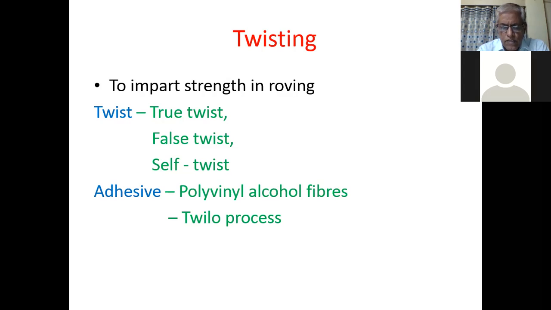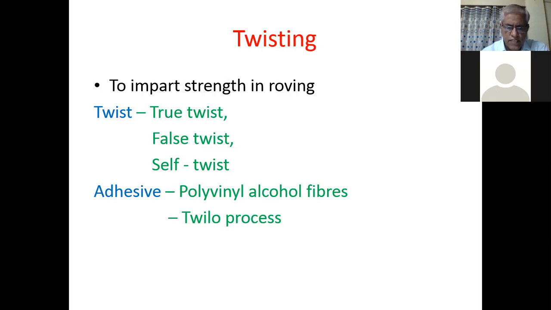So twisting can be of various types. It may be true twist, it may be false twist, it may be self twist. In simplex and ring frame, it is true twist. True twist remains forever. If you apply it in the yarn or roving, it will remain in the material. False twist means whatever we are applying may disappear later on.